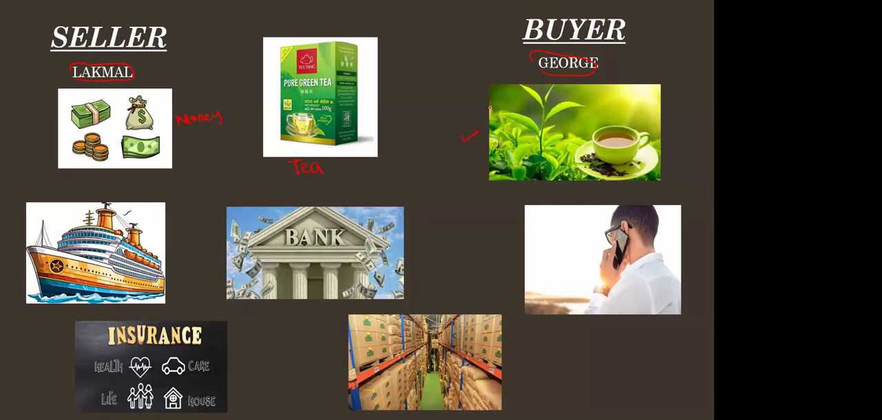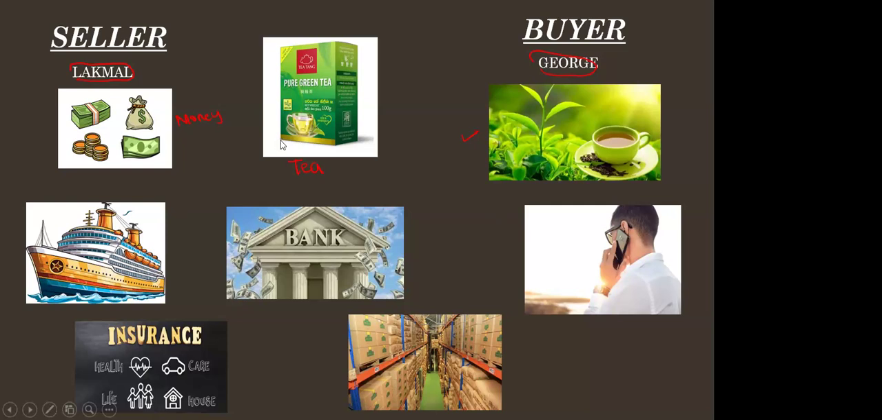So guys, this is called commerce. Commerce is needed to make the final product, which is tea, reach the final consumer. Who is the final consumer here? George. To make the final product, which is tea, reach the final consumer, which is George, you need the support of two things. One is trade and the other is services.